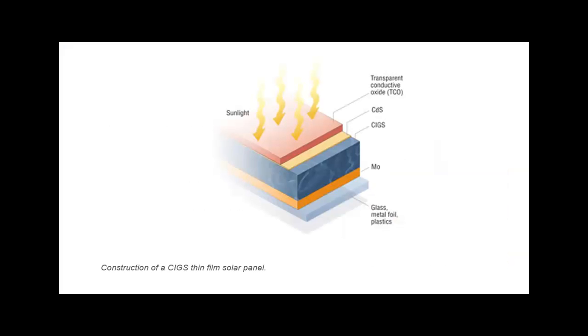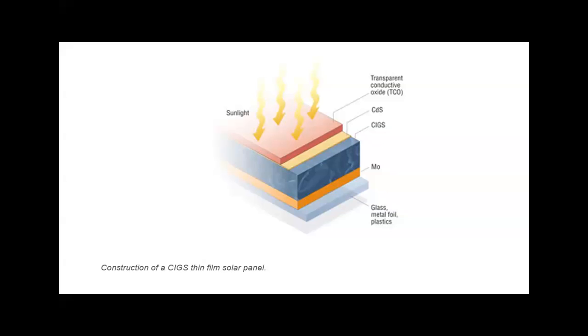So you have, again, this substrate on the bottom, either glass, metal foil, or plastics. And then you have, I forget what MO actually is, but it allows for conduction in the system to actually use the energy. And then you have your SIGs layer here deposited with cadmium sulfide on top of it, and that acts as a photoresistor, which just increases the process.